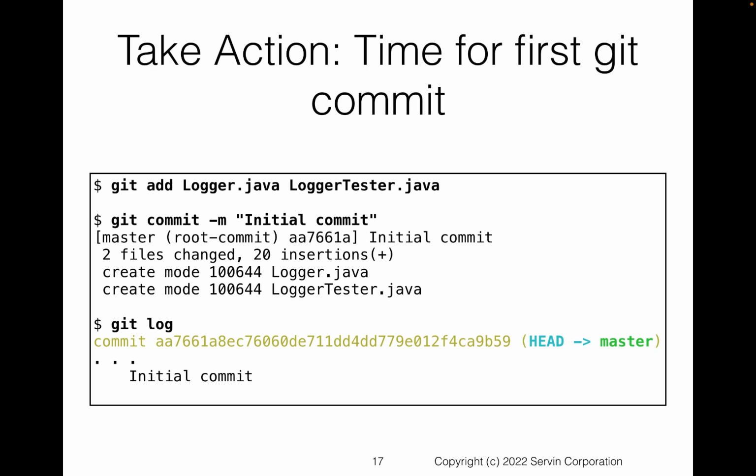Well, it's time for the first use of the git command. Since you've added two files, we will type git add Logger.java and LoggerTester.java. Those will be the two files you're going to add to this project. And then you're going to do git commit with a -m, the -m meaning you want to have the following message to go with this. And the message is going to be initial commit. So here you've got the initial commit.